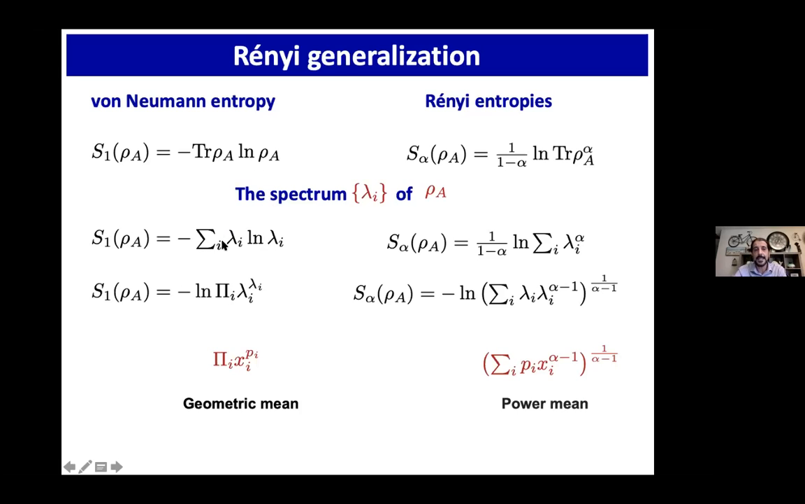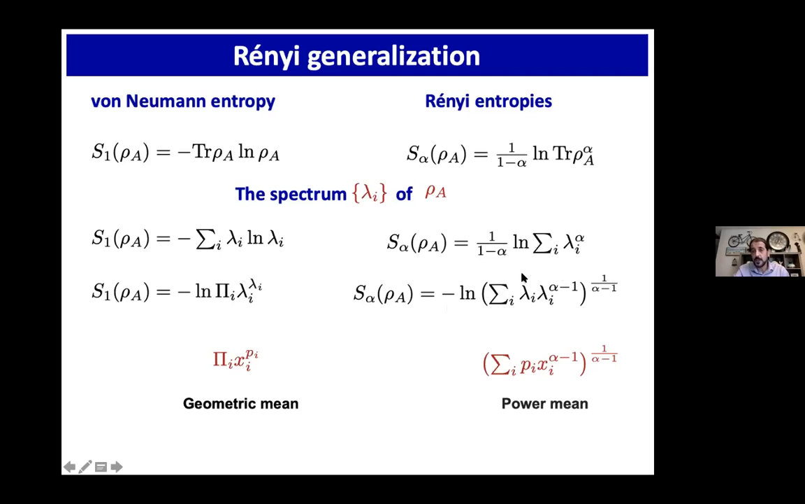So the von Neumann entanglement entropy is now just negative the sum of lambda i log lambda i, instead of minus trace rho A log rho A. But if we pull this log outside, it means that it's a log of lambda to the lambda, or effectively it's minus the log of the product of lambda i to the lambda i. So that's the von Neumann entanglement entropy: negative log of a product of lambda i to the lambda i.